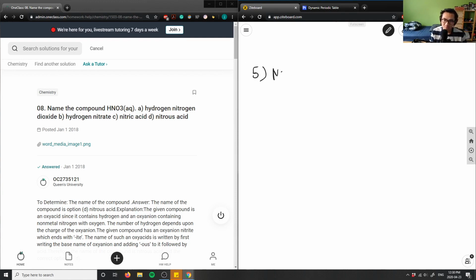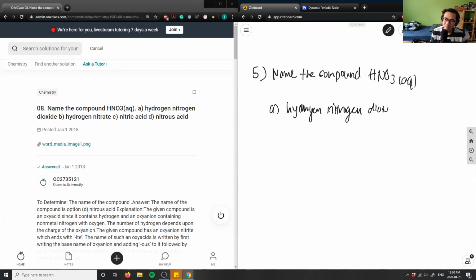So this is name the compound HNO3. This is an aqueous solution, right? And here, I have A, which is hydrogen nitrogen dioxide. B here is hydrogen nitrate. C here is nitric acid. D here is nitrous acid.